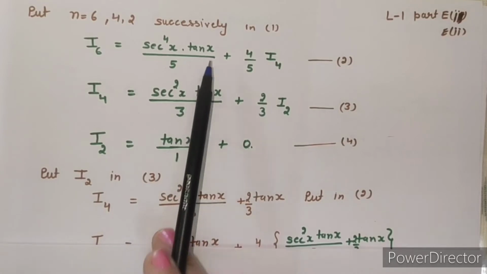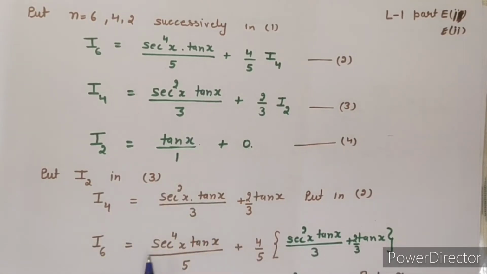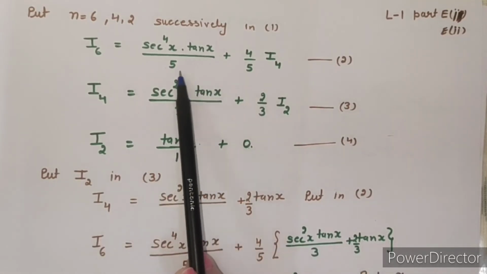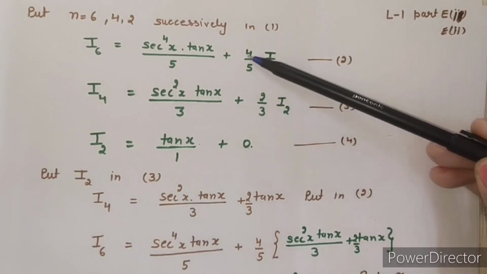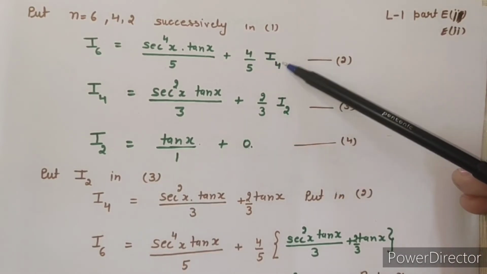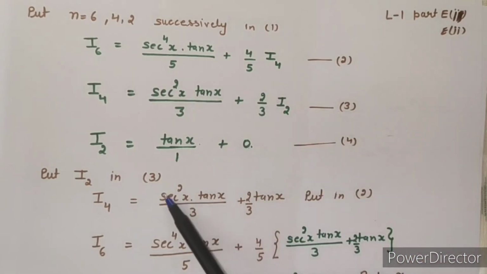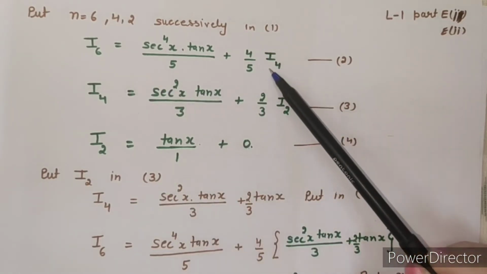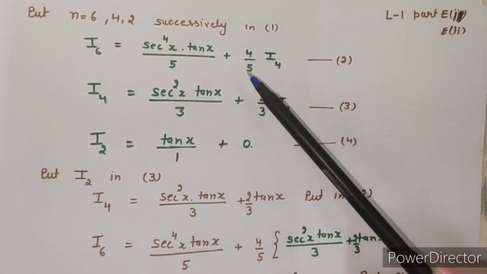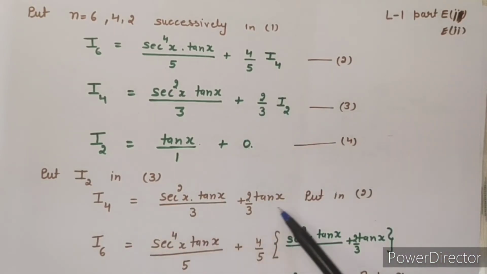Okay, so to put this value in this expression, I6 is equal to secant 4x tangent x upon 5 plus 4 by 5, and in place of I4 you will use this term. That means you have to put this term in place of I4. So this is 4 by 5 and I4, this value I have picked up and placed here. So multiply this term with this and this term with this.